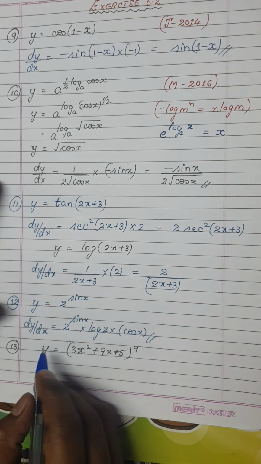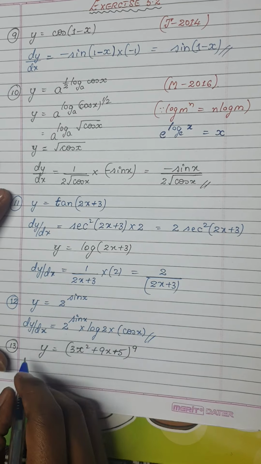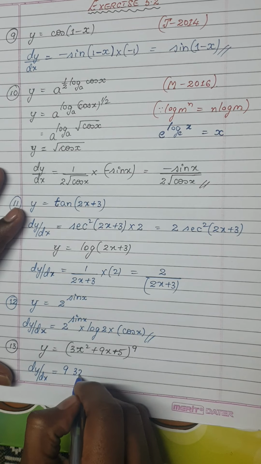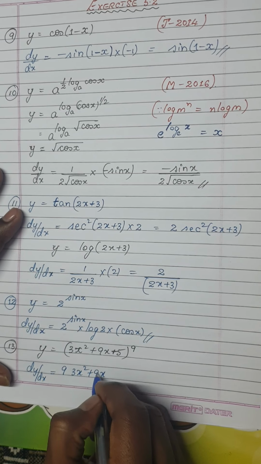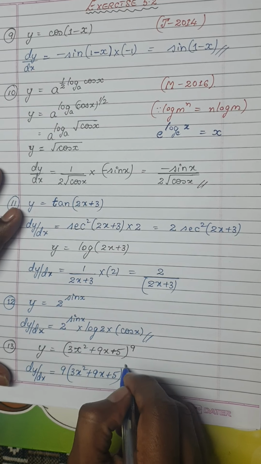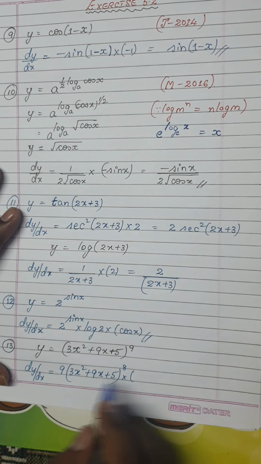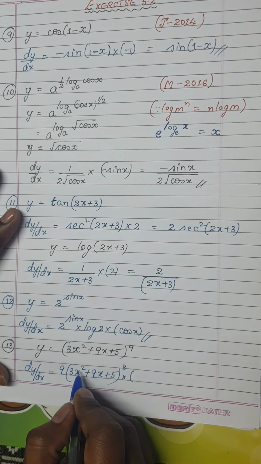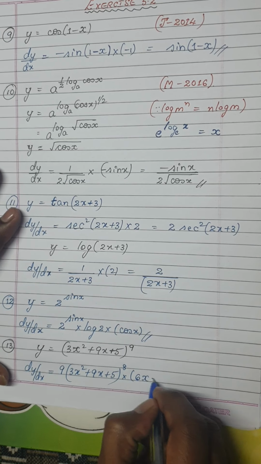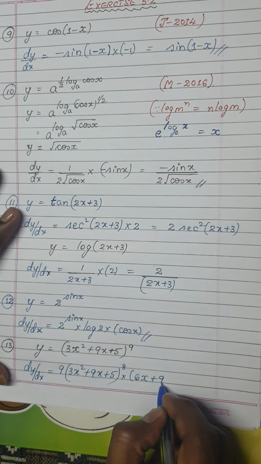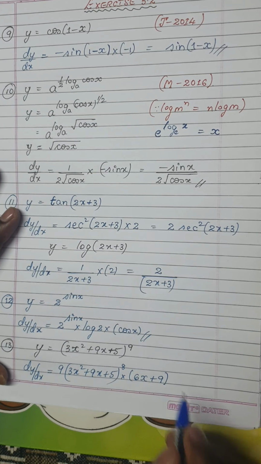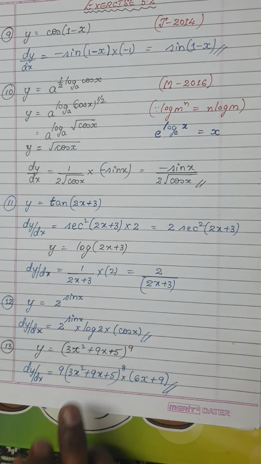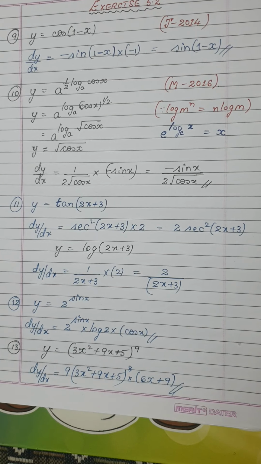Now look at this question. I have y is equal to, it is of the form f of x power n. So it is nothing but 9 into f of x as it is, that is 3x square plus 9x plus 5 whole power 8, into the derivative of this term, 3x square plus 9x plus 5. The derivative of x square is 2x, so 3 twos are 6x, plus the derivative of 9x which is 9, and the derivative of 5 is a constant which is 0. This itself is the derivative of the given function. You can easily get 1 mark in this kind of question.